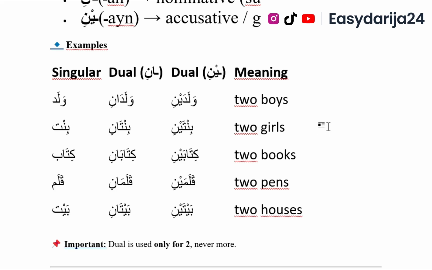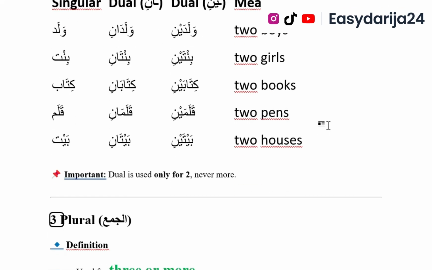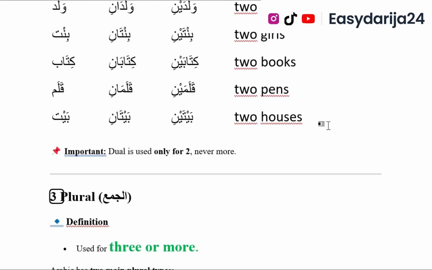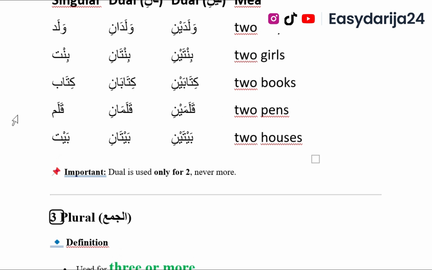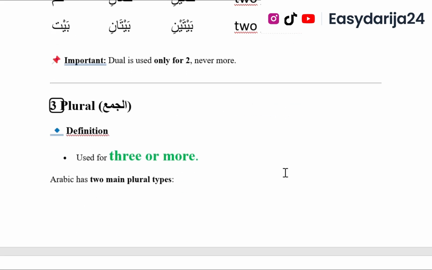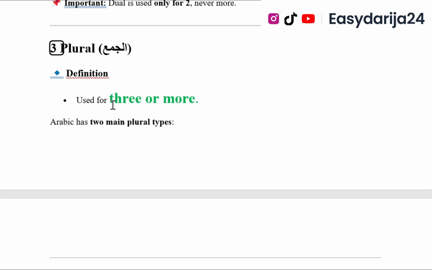So this is المثنى. So the dual, the المثنى, is used for two. We don't use it for one or for three and plus. That's it. And we have, of course, the plural. The plural we use for three people or more, three plus.